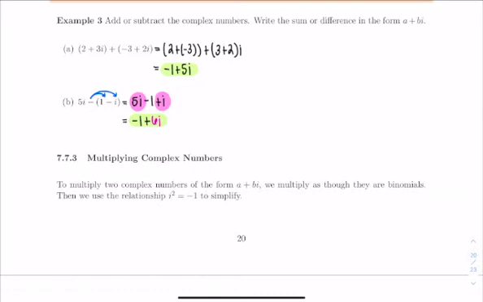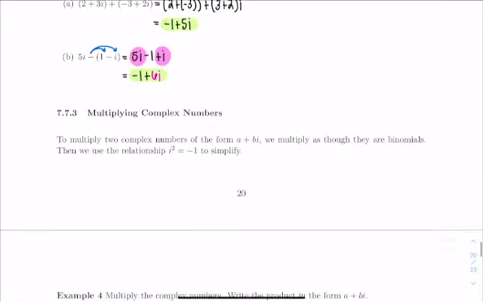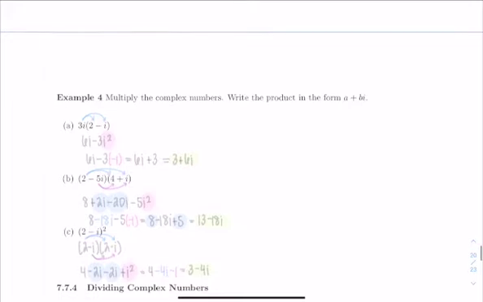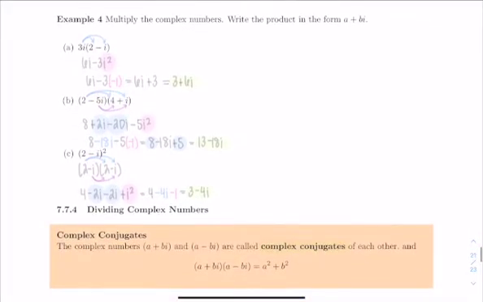Multiplying complex numbers. To multiply two complex numbers of the form a plus bi, we multiply as though they are binomials. Then we're going to use the relationship that i squared is equal to negative 1 to simplify. It's okay to leave just a plain i in your answer, but it's not okay to leave i squared. We always want to make sure we get rid of all the i squareds and replace them with a negative 1.